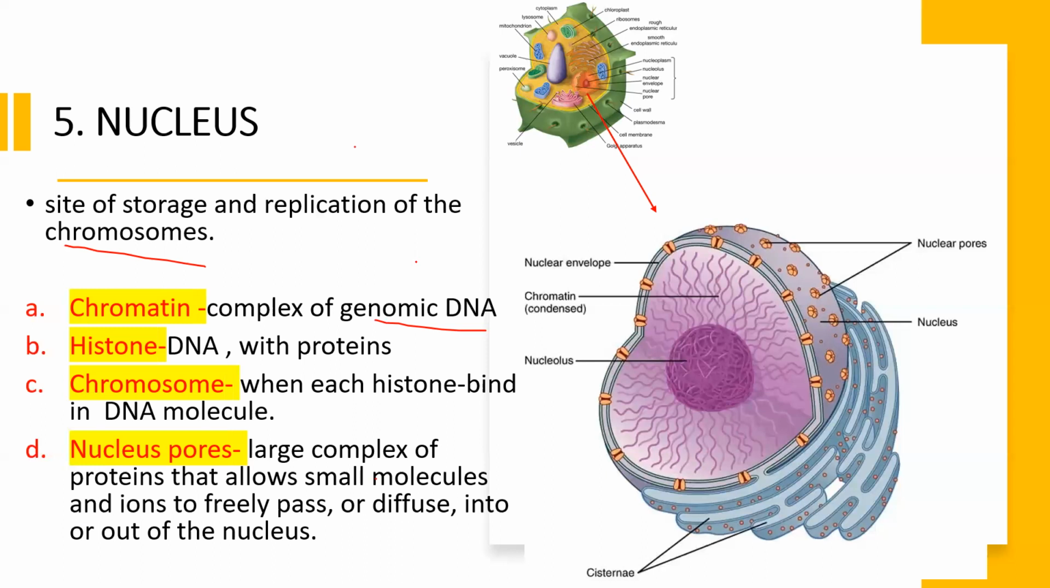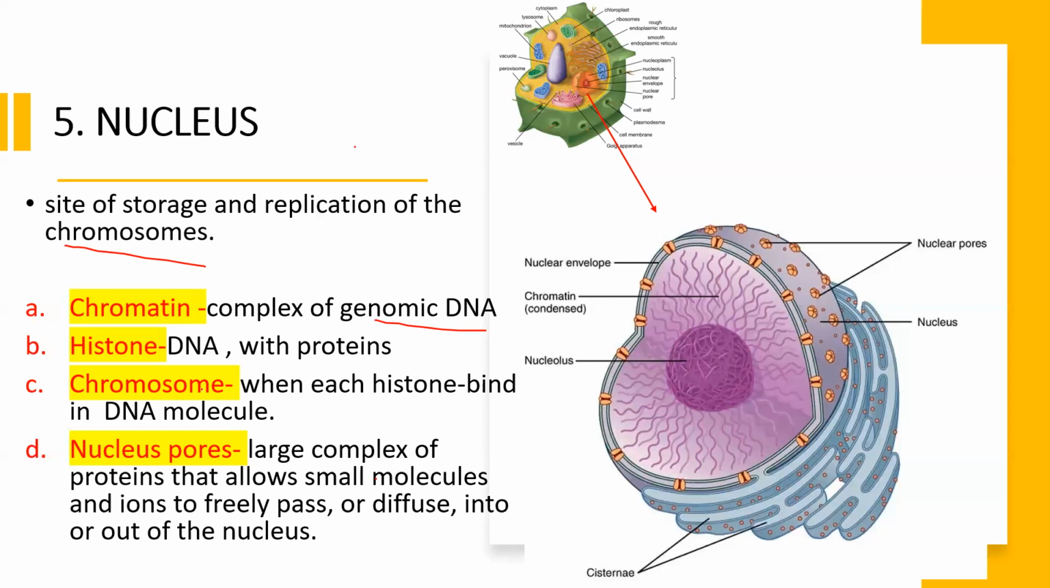And then, once there is a merging of the DNA with the proteins, they are so-called the histone. And then, when the histone binds to the DNA molecules, they are so-called chromosomes. That's the time that we can form what we call the genome of our plants, to determine the characteristics of the plants.